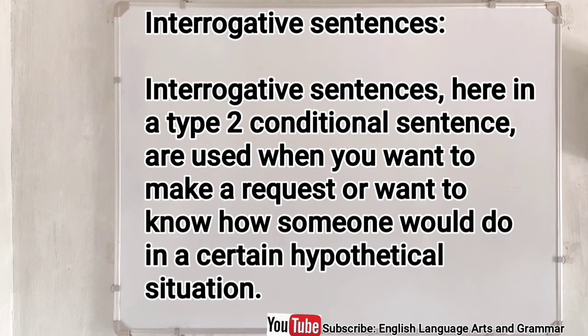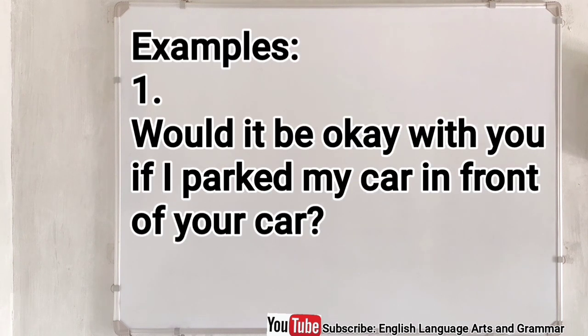Interrogative sentences. Interrogative sentences, here in type 2 conditional sentences, are used when you want to make a request or want to know how someone would do in a certain hypothetical situation. Let us see some examples. Example 1. Would it be okay with you if I parked my car in front of your car?